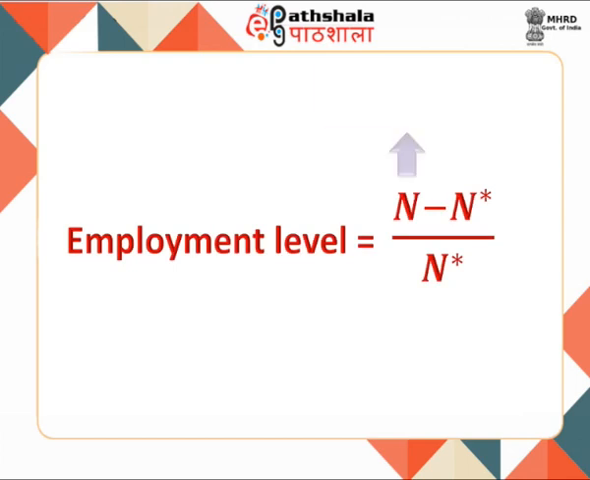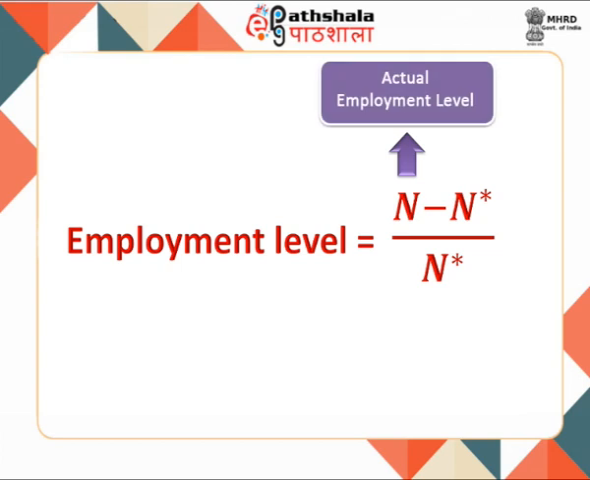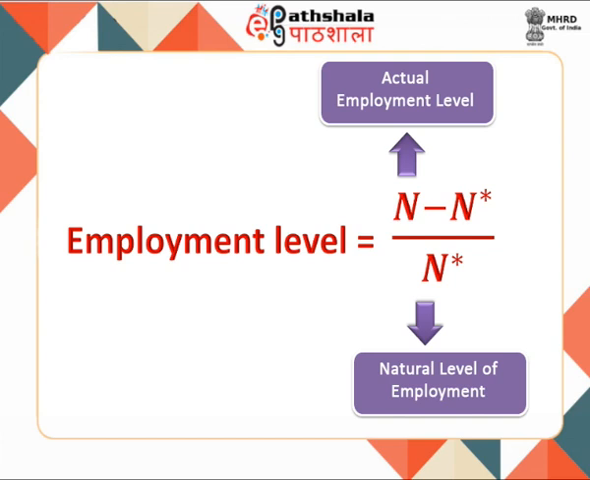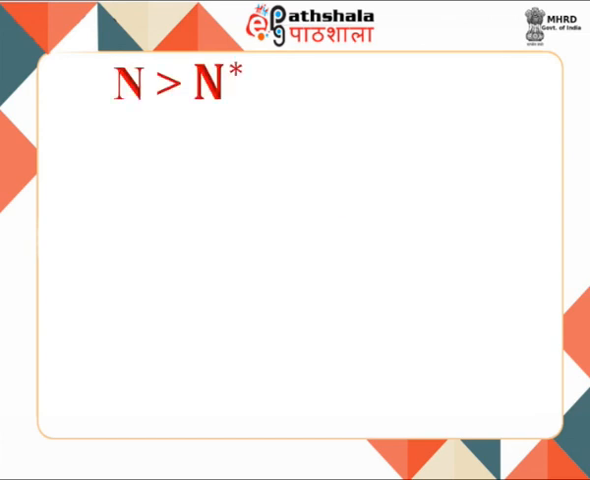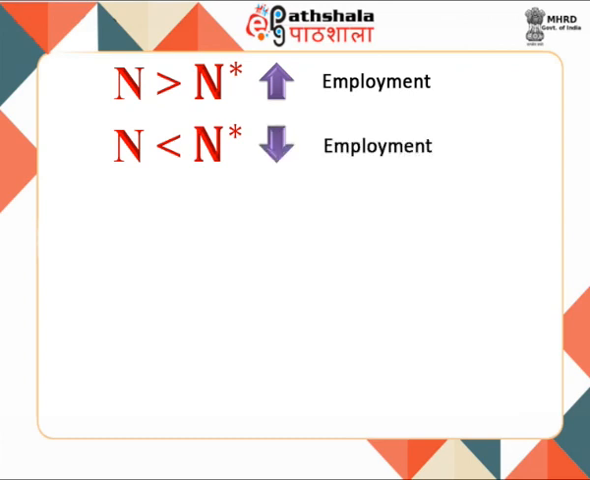N is equal to the actual employment level and N star is equal to the natural level of employment. If N is greater than N star, then there is an increase in employment level, and if N is less than N star, then there is a decrease in employment level. On the basis of the above relationship, the level of unemployment can be expressed as follows.